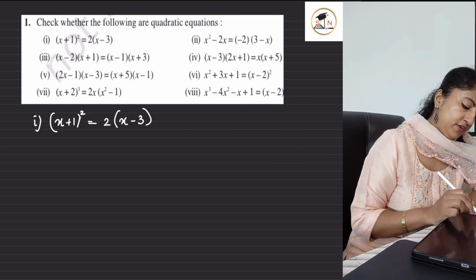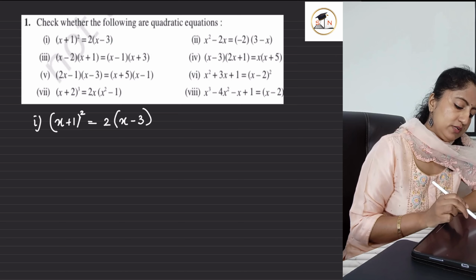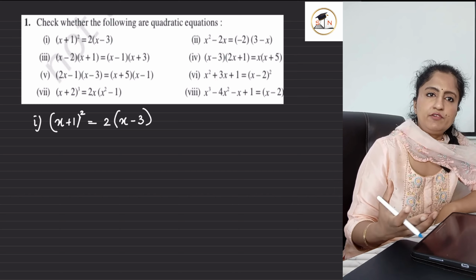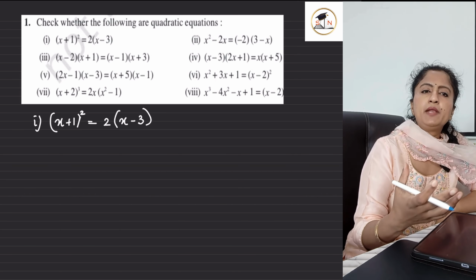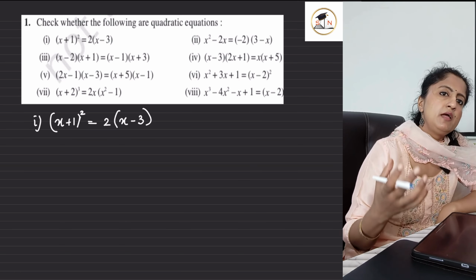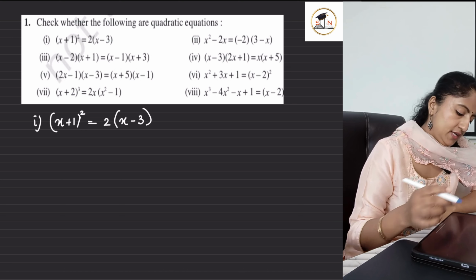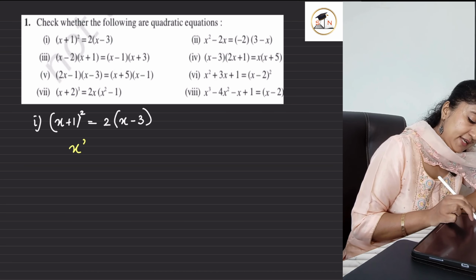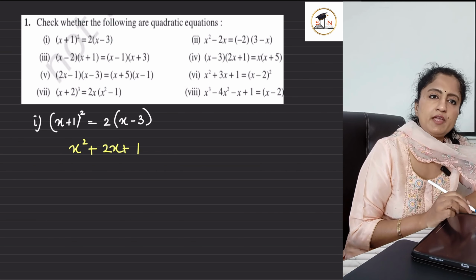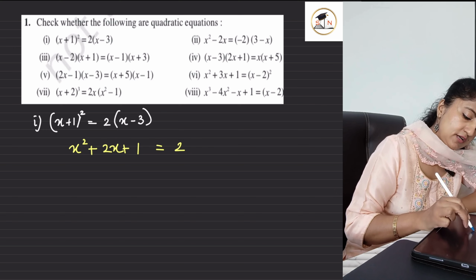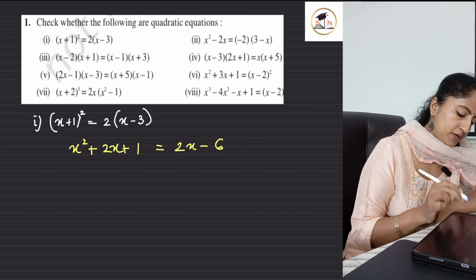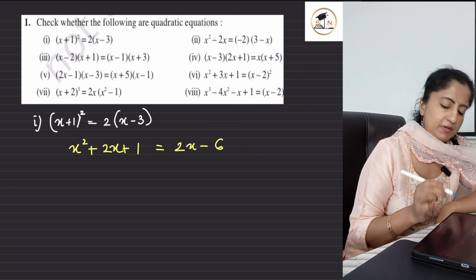In the first one, we have x plus 1 whole square equals 2 times x minus 3. So what we will do, we will expand everything on the left and on the right, bring it to standard form, and then we'll see if we are having a standard form of ax square plus bx plus c or not. Okay, so let's start doing it. First, I get x square plus 2x plus 1. I applied the identity of a plus b whole square, equals 2x minus 6. I expanded on the right hand side also, opened up the bracket, and now we'll simplify.